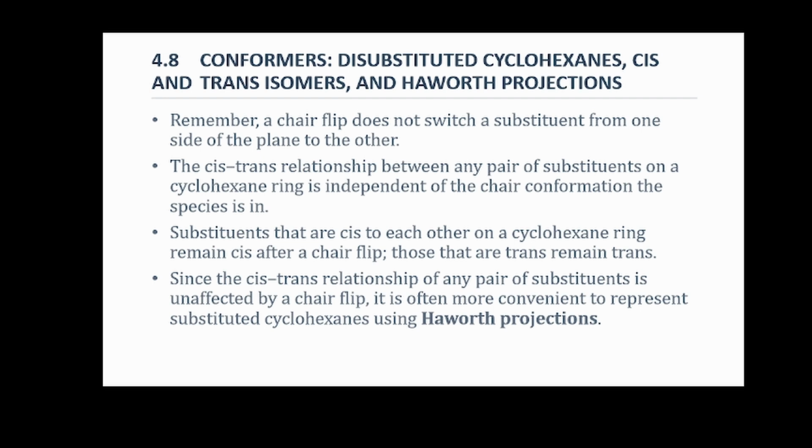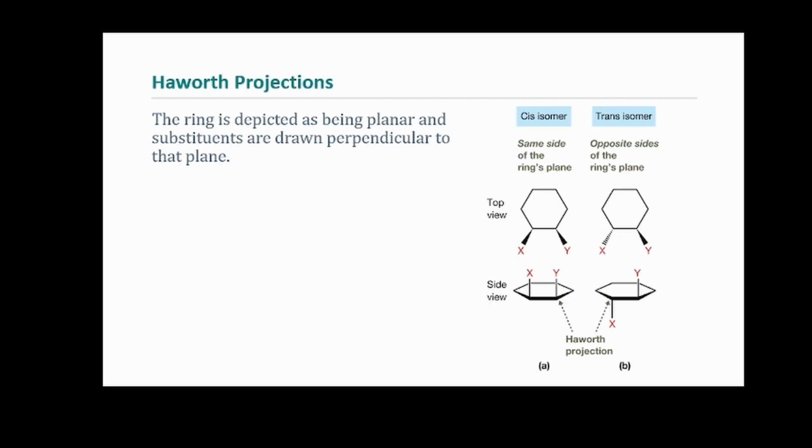And so these substituents that are cis to each other are still going to be on the same side. The ones that were trans to each other are still going to be trans, right? That's not going to be affected by flipping the chair. The cis-trans relationship of any pair of substituents is unaffected by your chair flip, and typically you want to represent those with Haworth projections. This being the Haworth projection. So did everybody see those Haworth projections okay? Right down here.